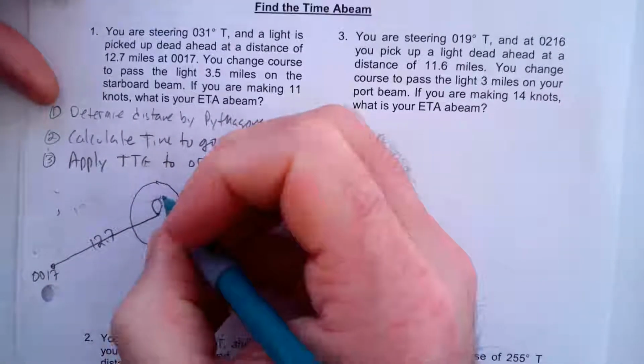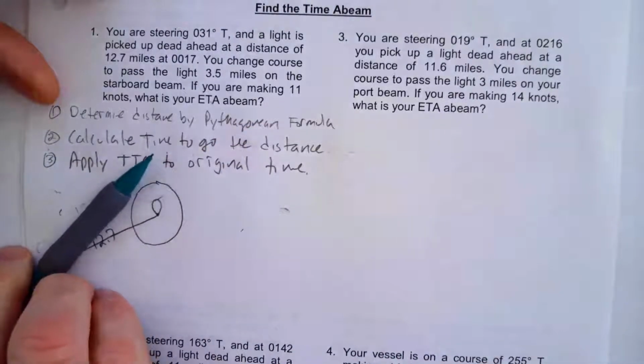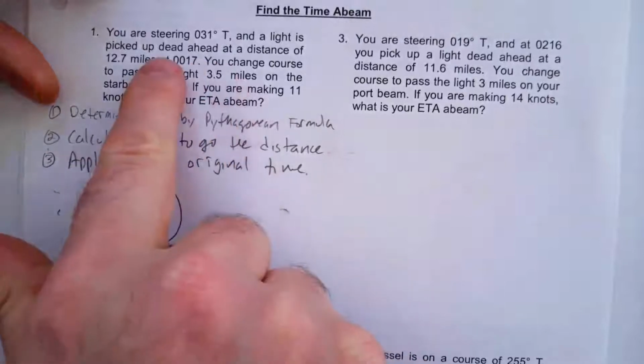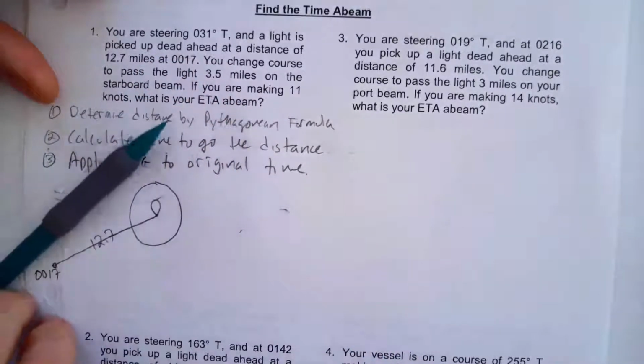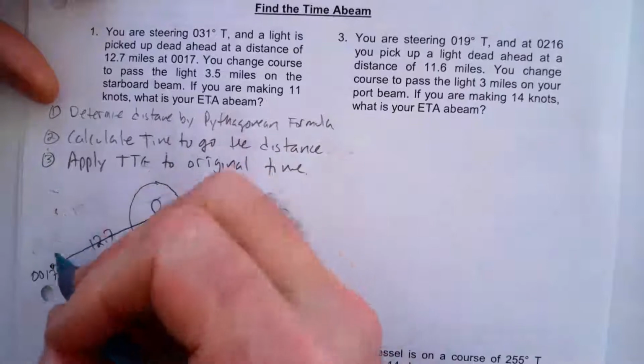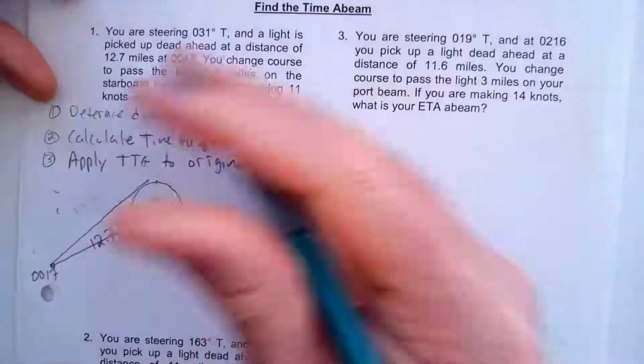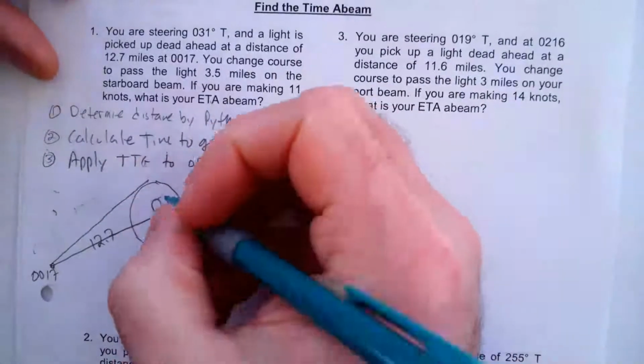Now the question is, if I go to this side, that's going to be on my port beam. I don't want that. They said we want to be on the starboard beam, so I'm going to go like this. That's going to be starboard beam. So this is the diagram that I want here. I don't really need that, but we'll draw the diagram according to what is given.